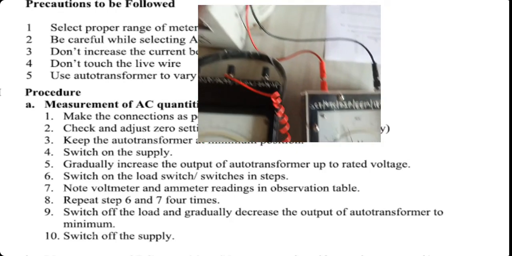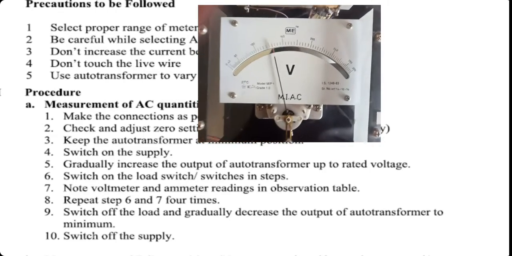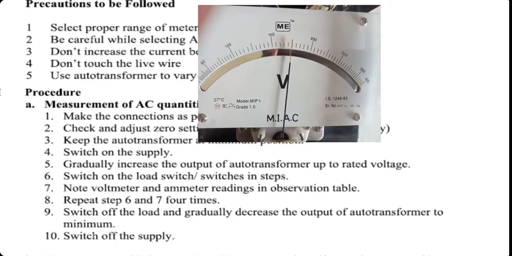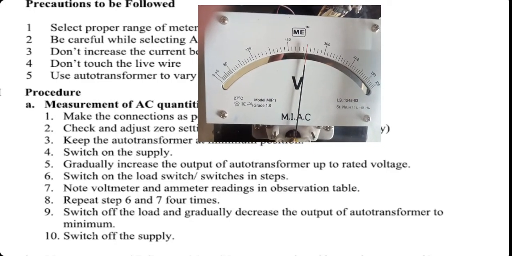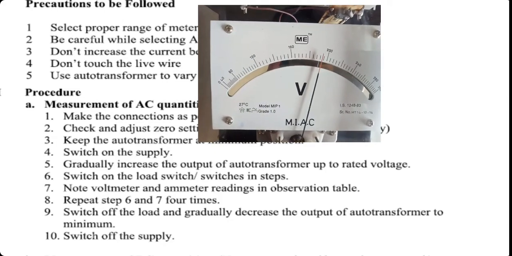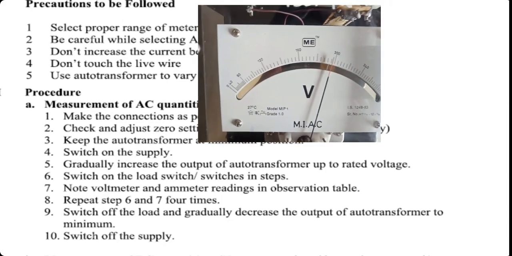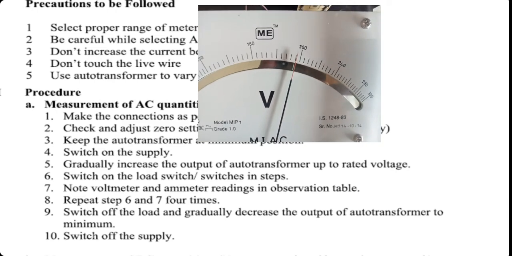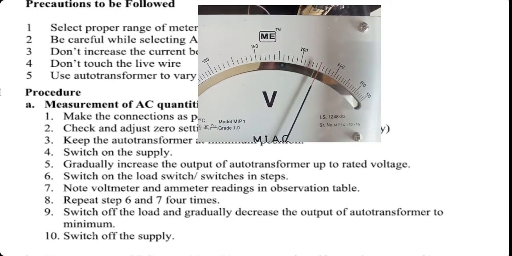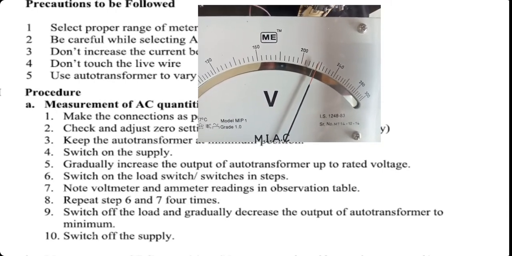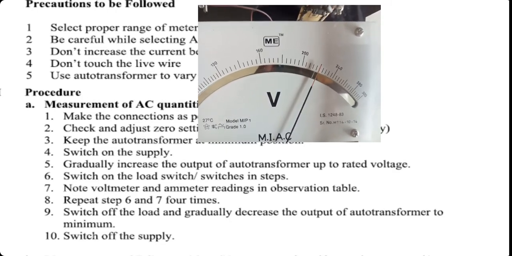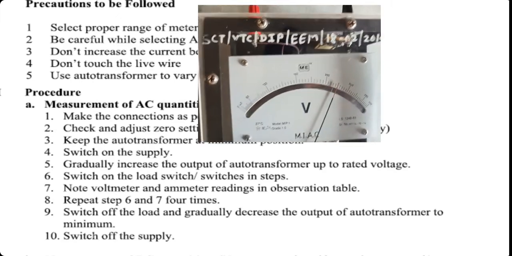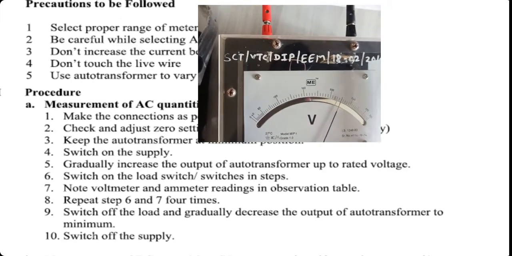We can see on the voltmeter the voltage is now 180 volt, 200 volt. I set the voltage to 220 volt. 220 volt is the maximum voltage for our practical. Then note the voltmeter reading.